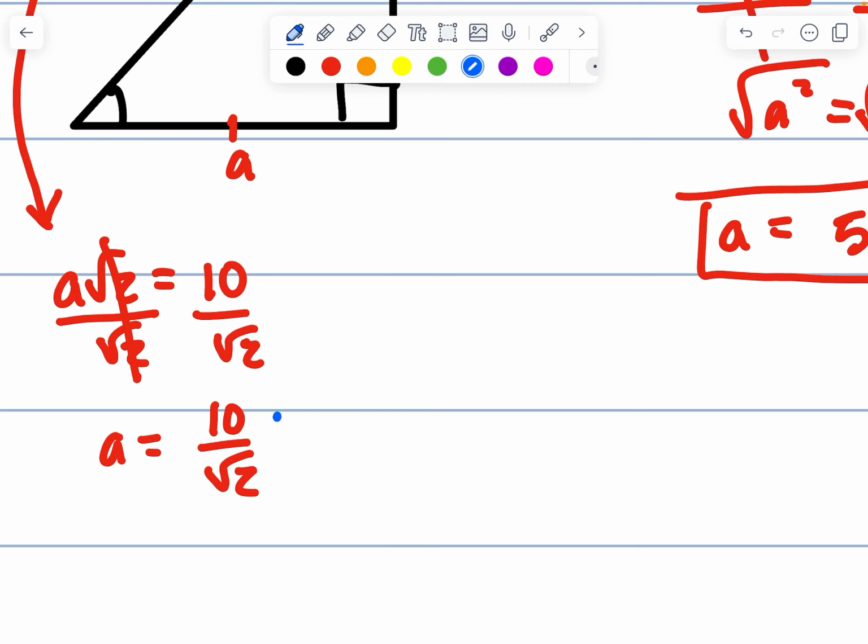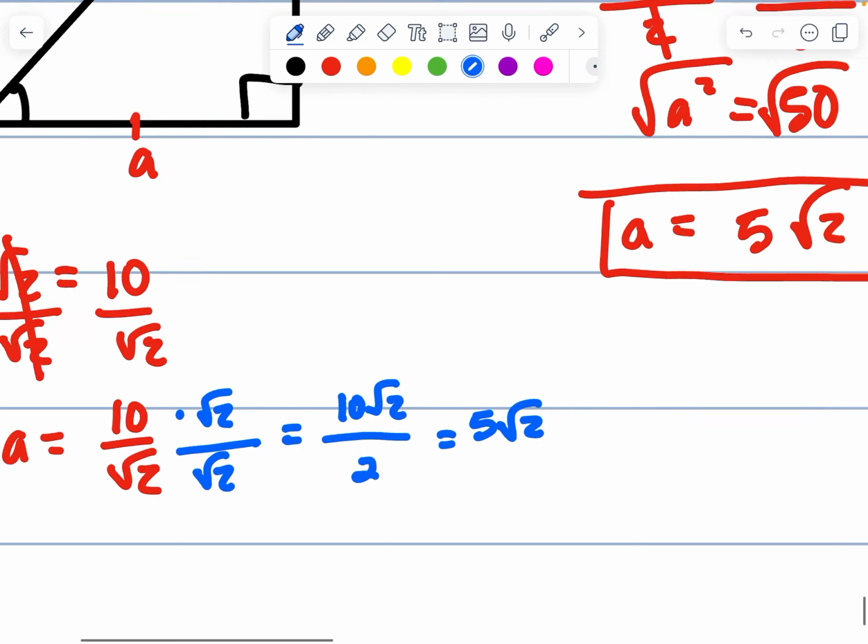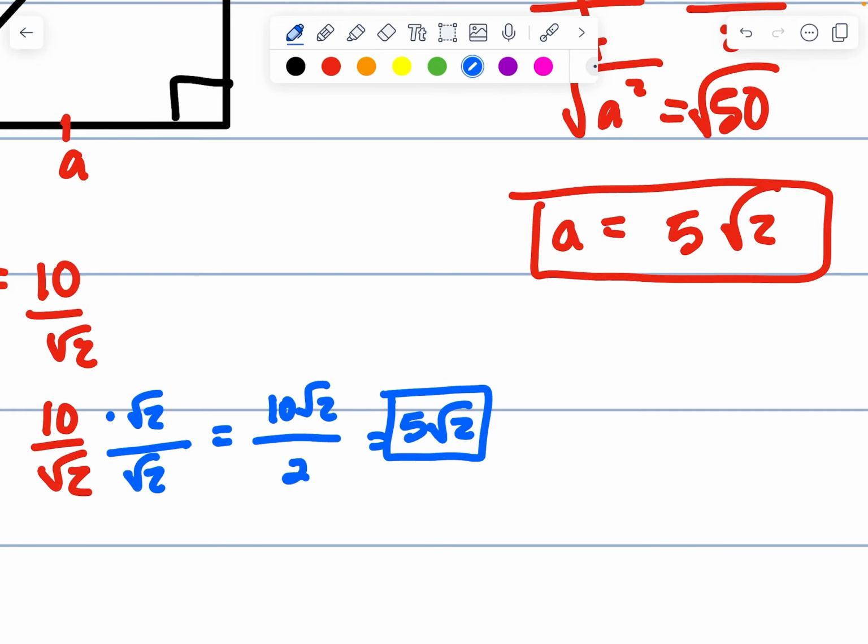The way you fix this is you need to multiply the numerator and the denominator by that radical in the denominator. So 10 times root 2 is equal to 10 root 2. Root 2 times root 2 is just 2. And then we have to simplify one more time. 10 divided by 2 is equal to 5 root 2. And you see we get the exact same answer.